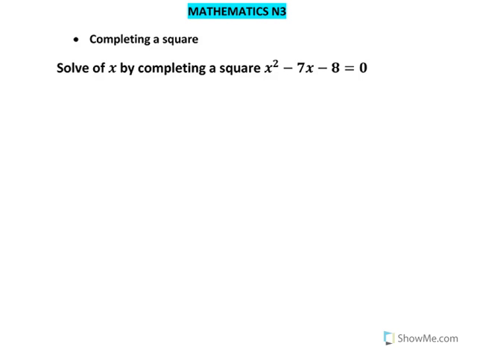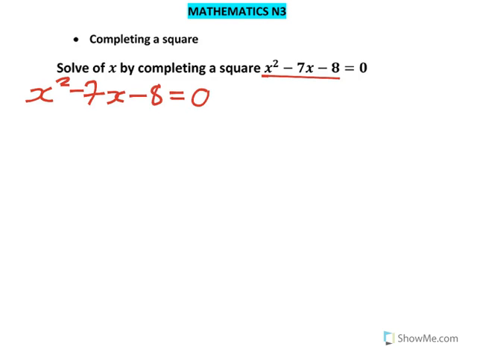Now, let's move on to the next one. It says solve for x by completing a square. Now, we are given that. I'm going to show you another alternative method because we are solving for x. It's similar, but it's up to you what you need to do with it. Let me start with the previous version and I'll do the other version. It says x squared minus 7x minus 8 equal to 0.